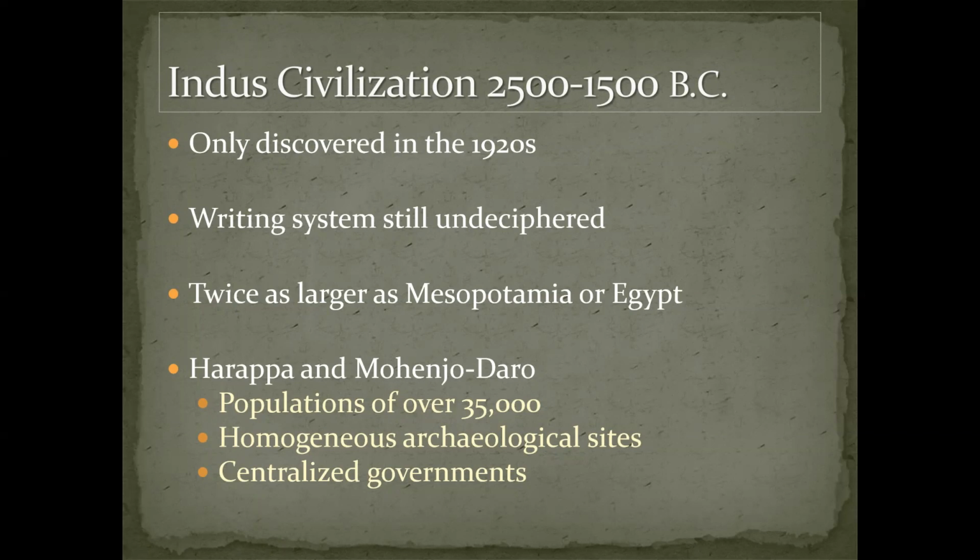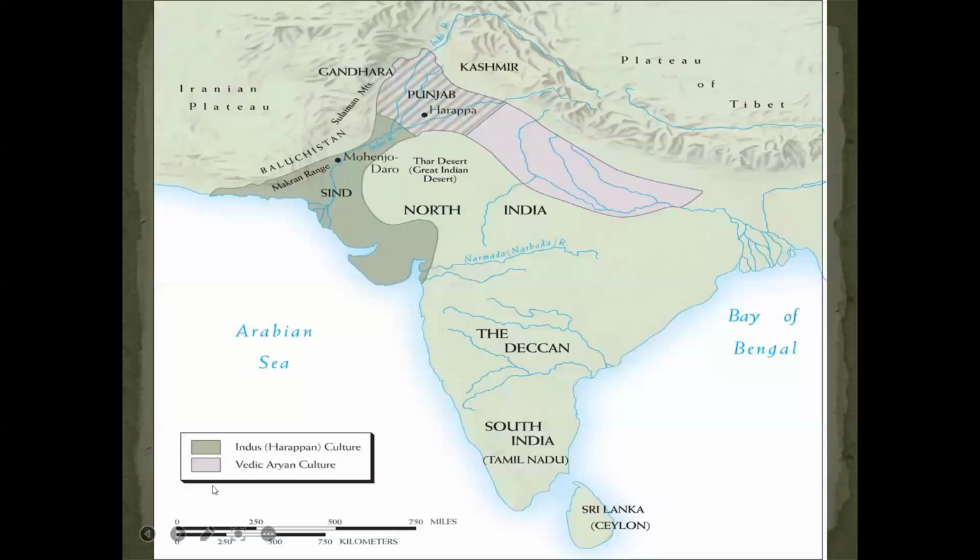We don't know a lot about their beliefs, especially. What we do know is that it was huge. Let me go back for a second. This Harappan or Indus civilization is twice as large in land area as Mesopotamia or Egypt. Much larger. Those rings of city-states in between the two rivers were not nearly as big. Let me go back for just a second and show you the map.